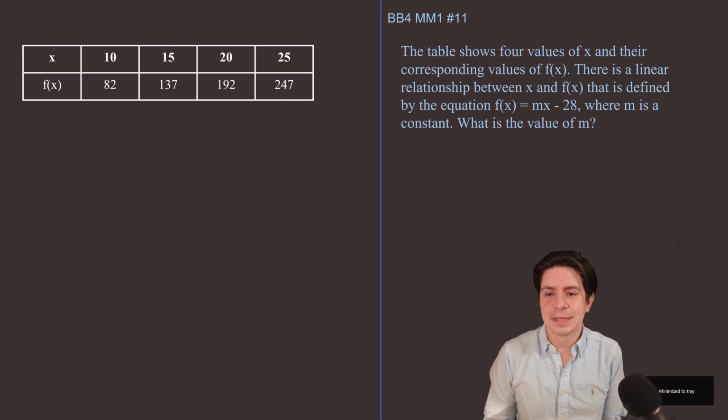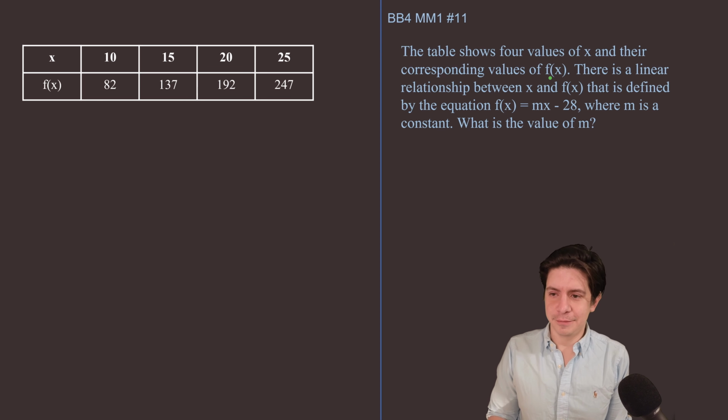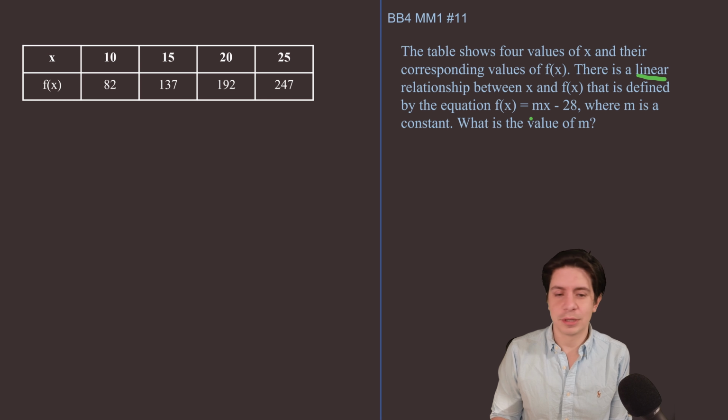All right, so here we have a table. The table shows 4 values of x and their corresponding values of f of x. There is a linear relationship between x and f of x. That's important. That tells us it's a linear equation. That is defined by the equation f of x equals mx minus 28, where m is a constant. What is the value of m?